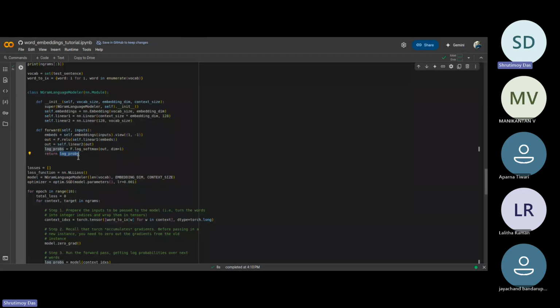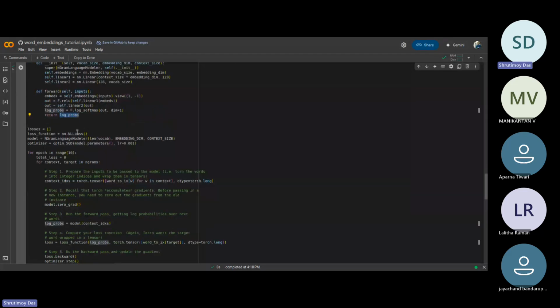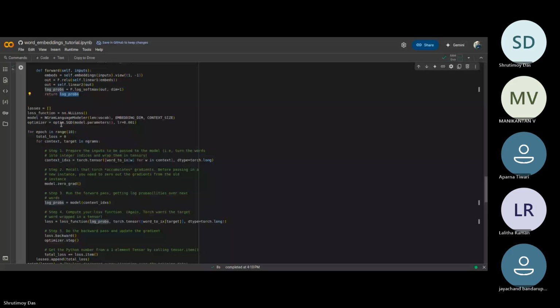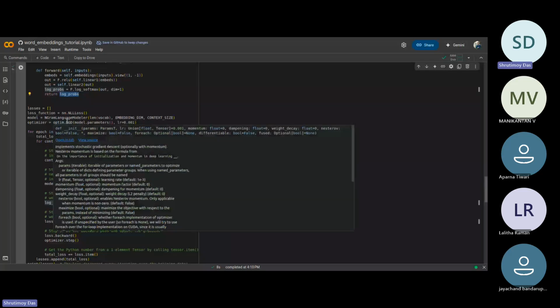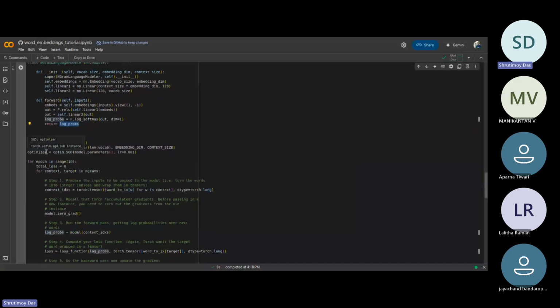So this is a very simple network that you have. Now that you have defined the network, you want to say what is the loss function that you want. How do you want to train the network? Those are two important things that you have to define.